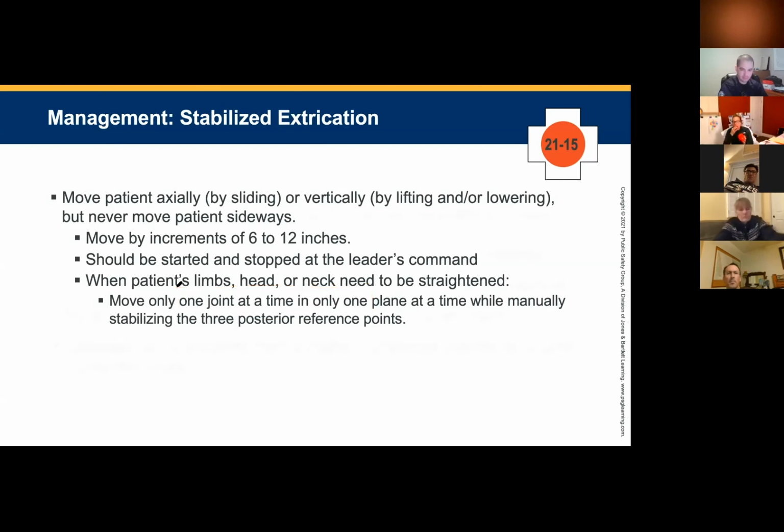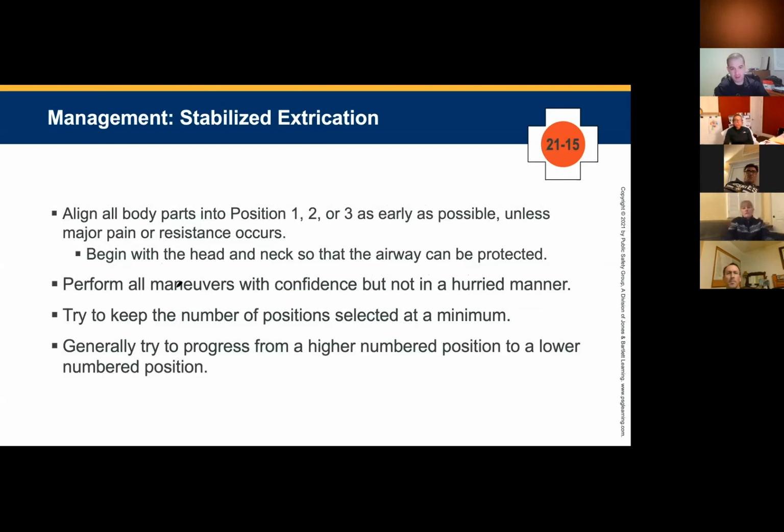All right. So we want to align all the body parts into positions 1, 2, and 3 as early as possible, unless there's major resistance. What happens if you incur major pain or resistance? Stop. Yes, stop doing what you're doing and reevaluate. What happens if you can't put something into a neutral inline position? Then what do you do?